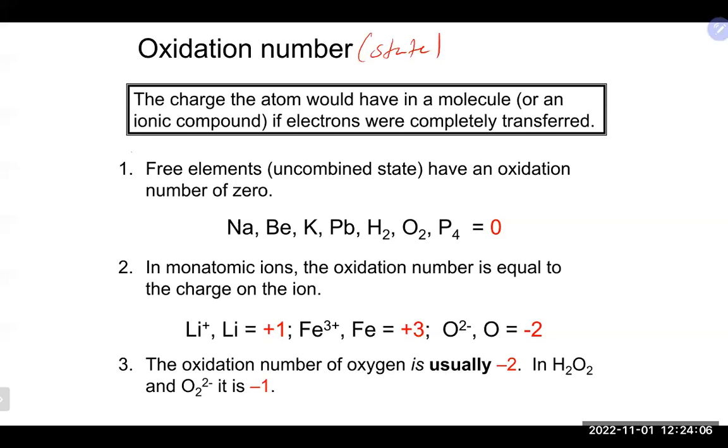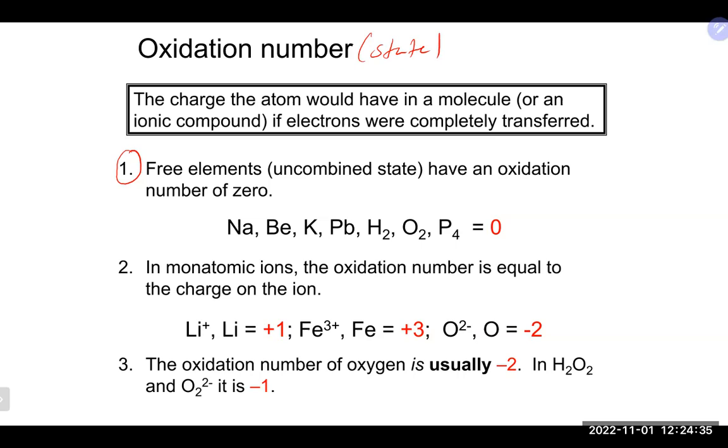The first one's pretty simple. Anything that's uncombined, just by itself, naturally how it comes, will have an oxidation state of 0. So anything that's naturally how it's found will be 0. If you have some type of ion that is given to you, a monoatomic ion, whatever the charge on the ion is also going to be its oxidation state.